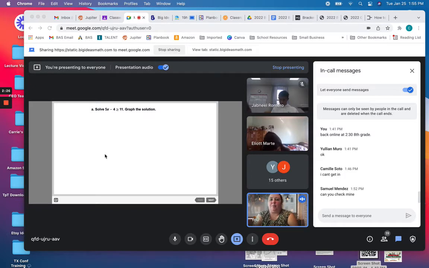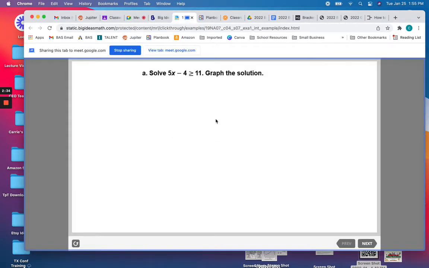Alright, so example 1, we're going to solve 5x minus 4 is greater than or equal to 11, and then we're going to graph it. Okay, so your first step is to write it down. What is my next step? Add 4 to 11. Yep.